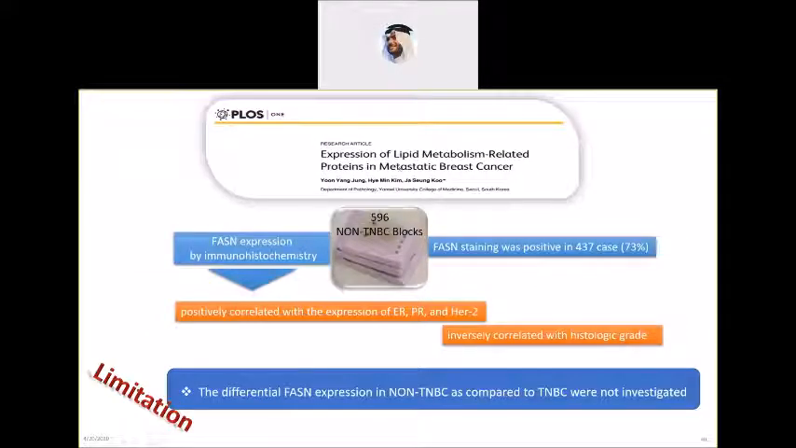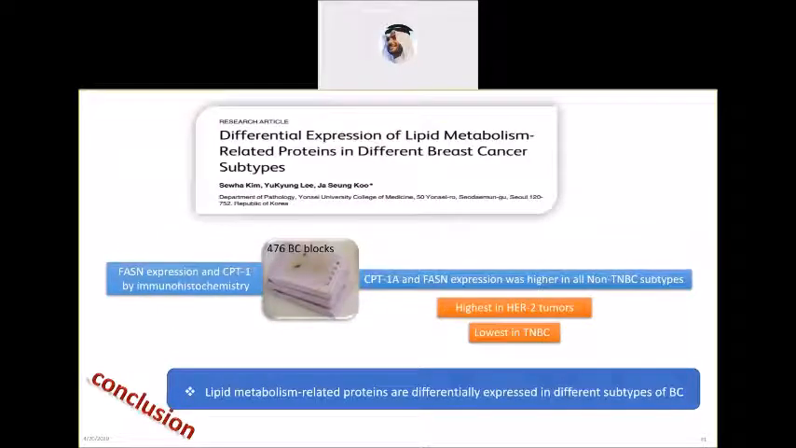The other study investigated the immunohistochemistry staining of FASN in around 600 cases of invasive breast cancer and found that FASN expression was positive in more than 70 cases and was inversely correlated with the histological grade and positively correlated with the expression of estrogen, progesterone, and HER2. But again, the extent and differential FASN expression in non-triple negative as compared to triple negative were not investigated.